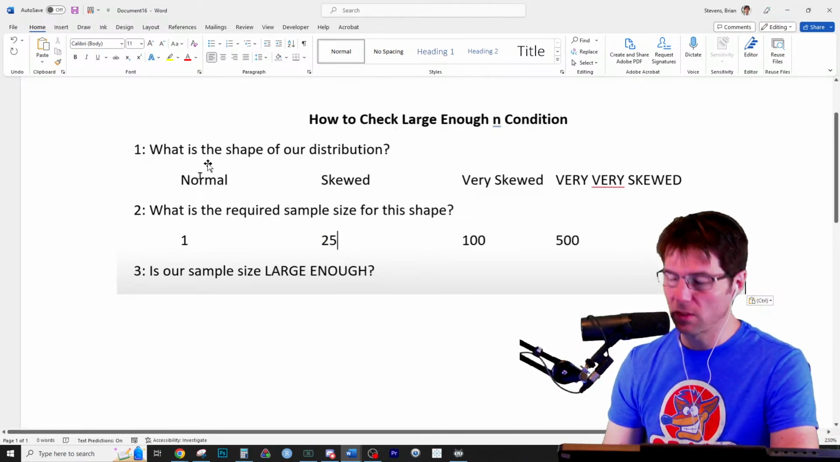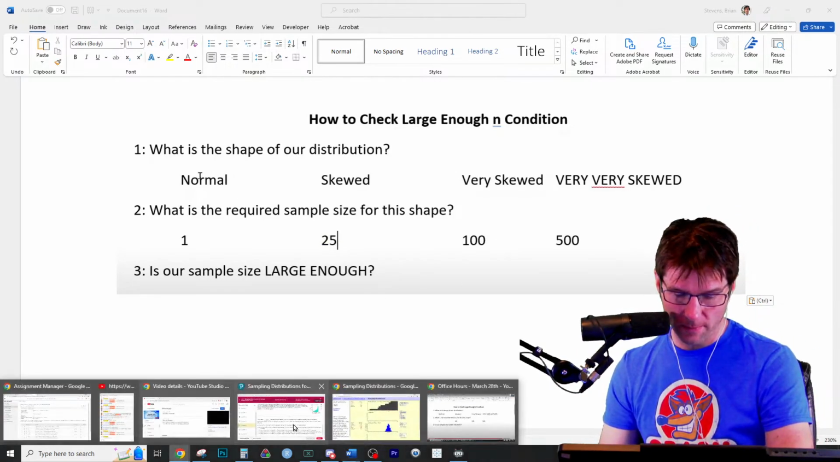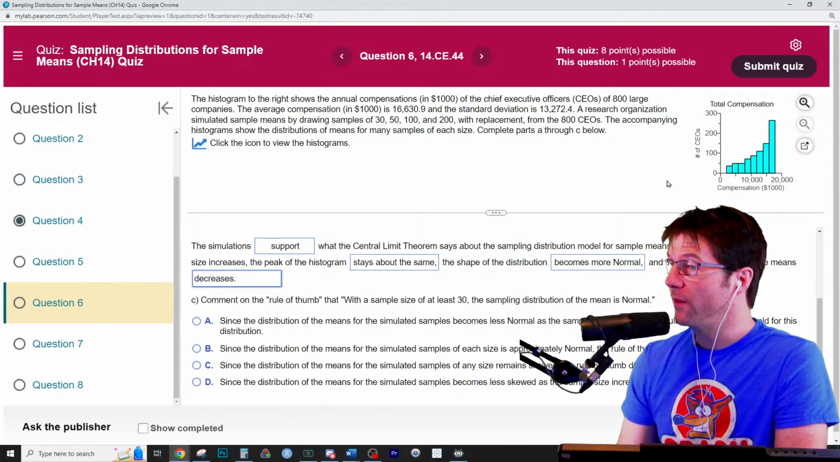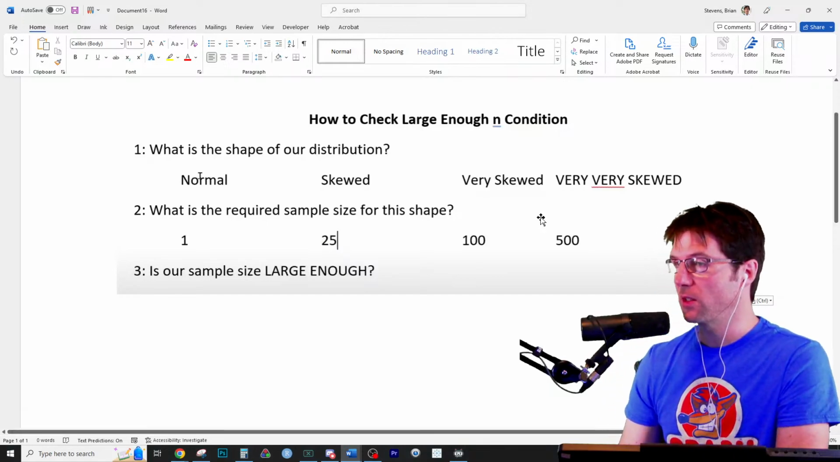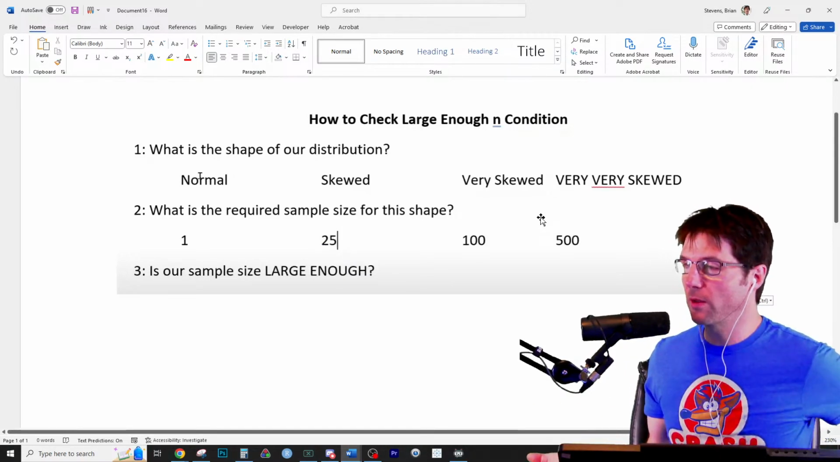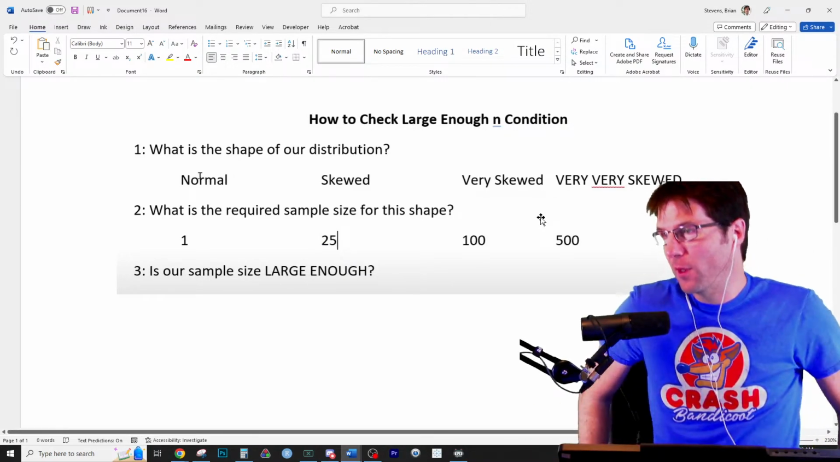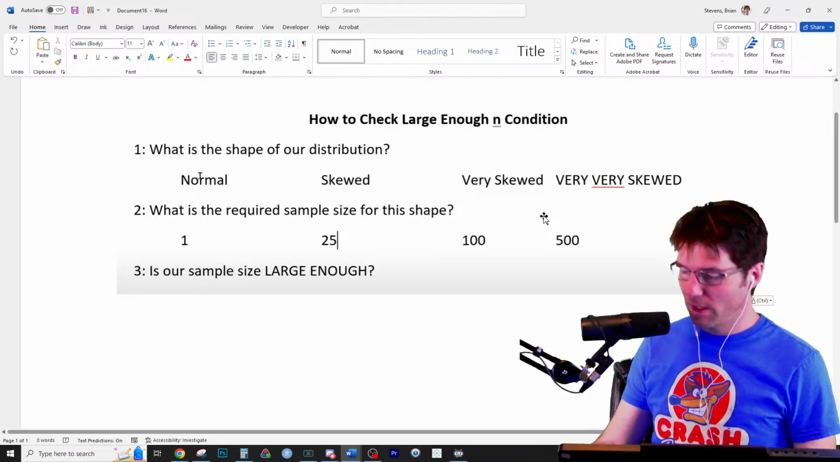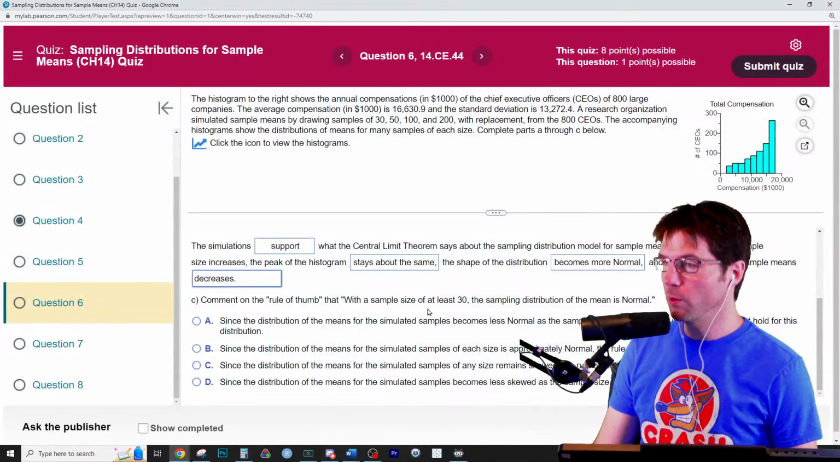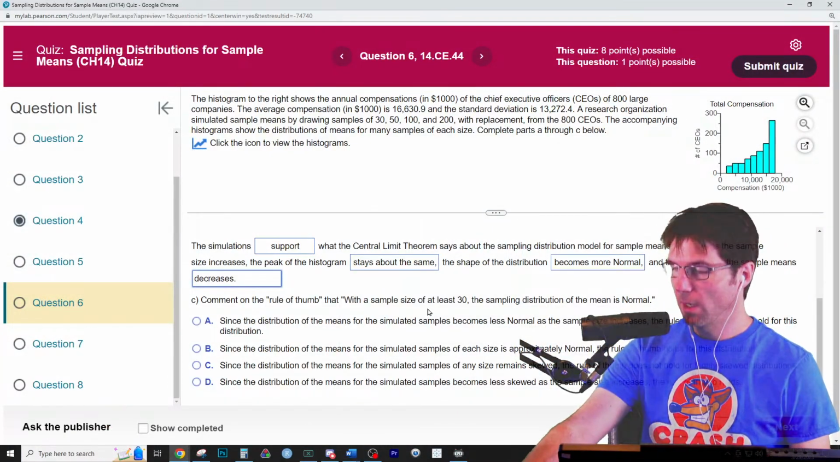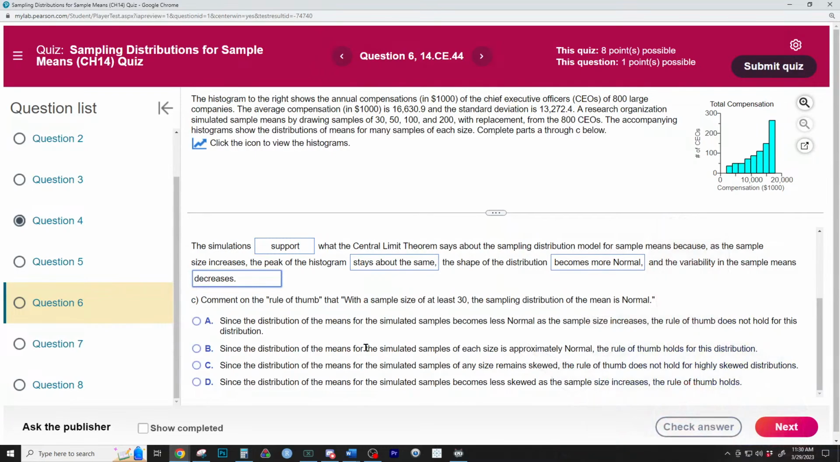The way we check this is we look at the shape of the distribution. The shape of this distribution is very skewed. Since it's very skewed, we say what size is required. We usually do 100, but you could have very, very skewed data. Is the rule of thumb that 30 is always good? No, there's no rule of thumb that 30 is always good. It really depends on the shape of the distribution.